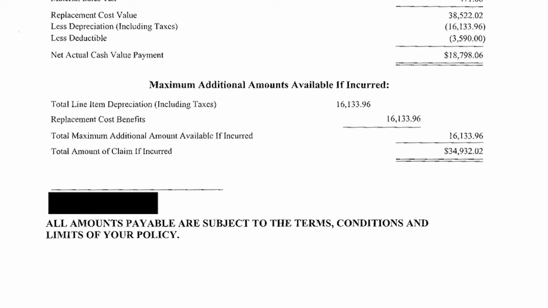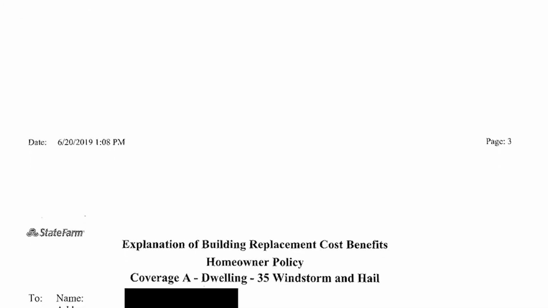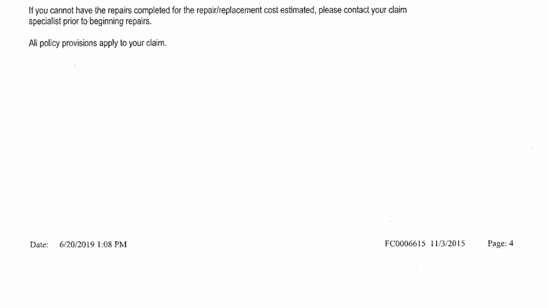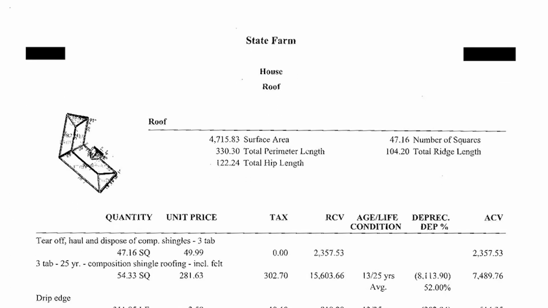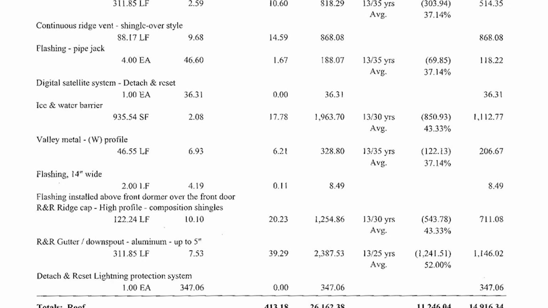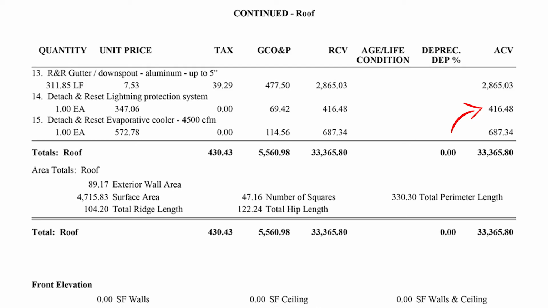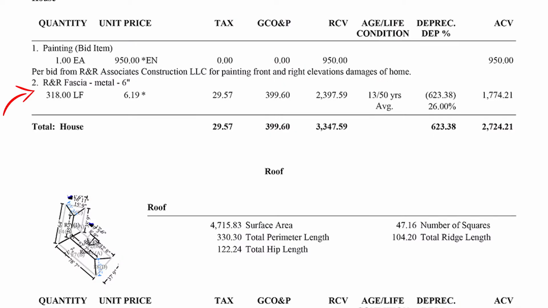As you can see on this side, this is the original estimate. I'll bring this up here. They did pay, for example, for an item right here, detach and reset lightning protection system. They paid $347, but then once we talked to them, they paid $416, so a little bit more on that. Let's see, there's also this item here.